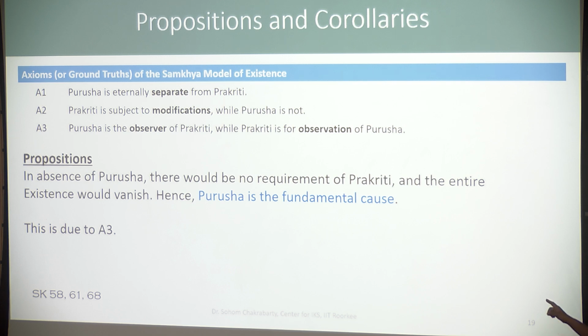So we see that if Purusha, the observer, is not there, what is being observed? In absence of Purusha, there is no requirement of Prakriti. Prakriti is required because Purusha observes. Because the observer observes, there is a need for something to be observed. If the Purusha says suddenly one day that I will stop this action of observing, is there any need for bringing that thing which is being observed? Theoretically, there is no need.